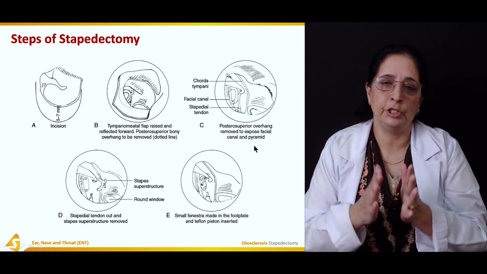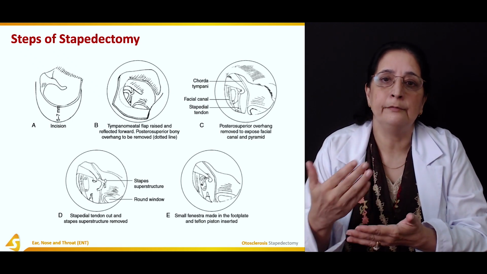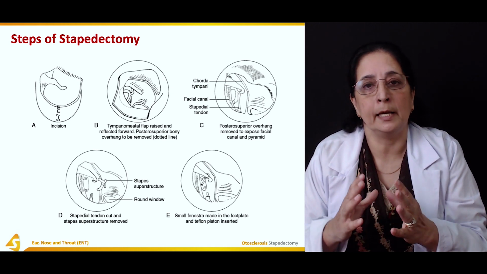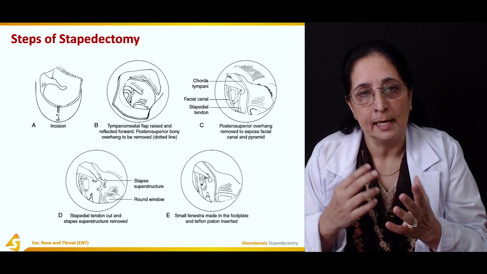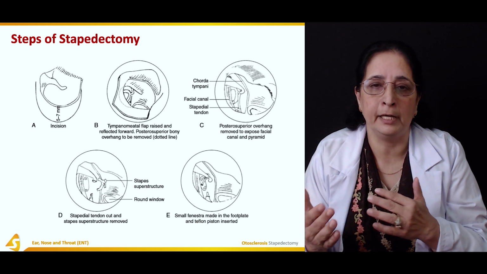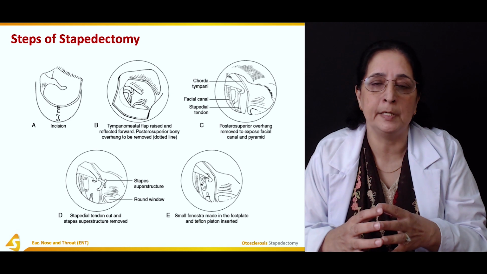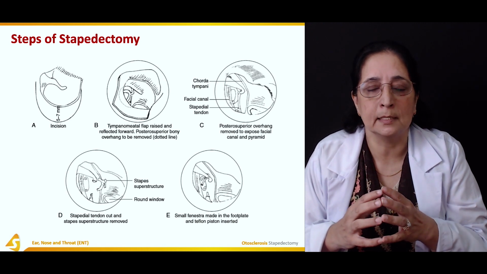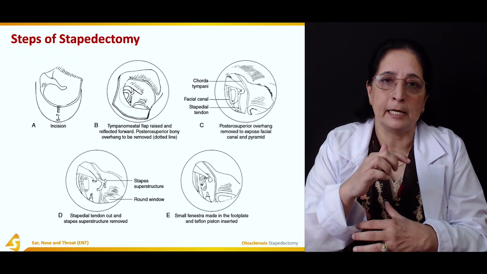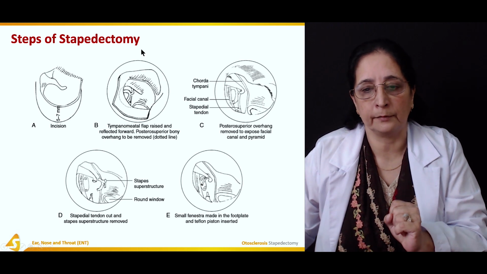So after that, the piston is inserted instead of the stapes. So just incision and then removal of the flap. After the flap is removed, then you can see the ossicles and the stapedial tendon. The tendon is cut, and then it frees the stapes that is removed, and instead of the stapes, now the prosthesis is inserted, and that prosthesis is attached to the incus here, the process of the incus.